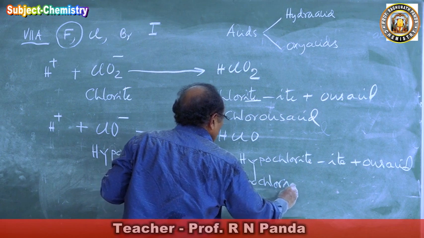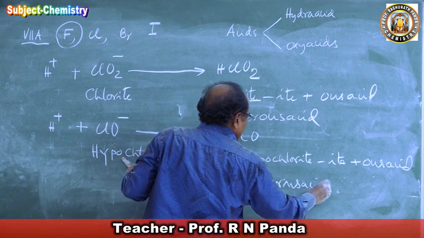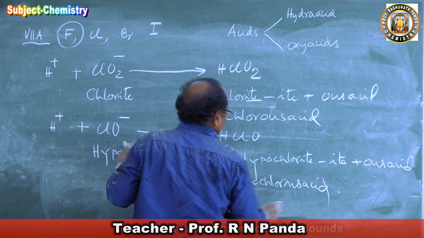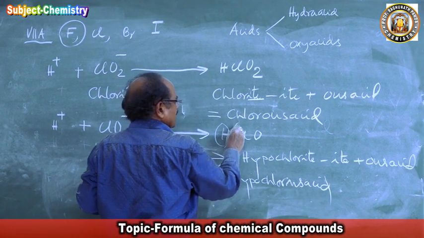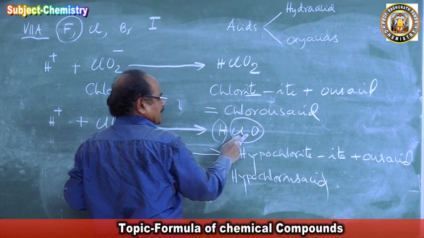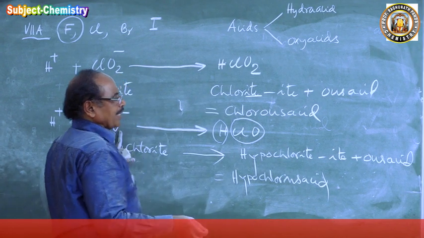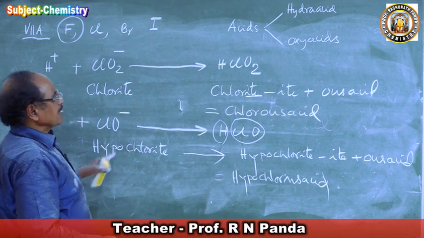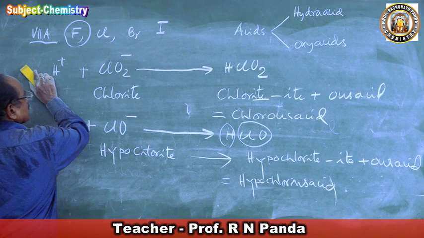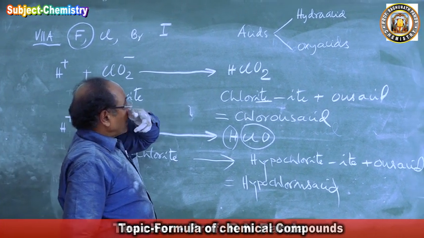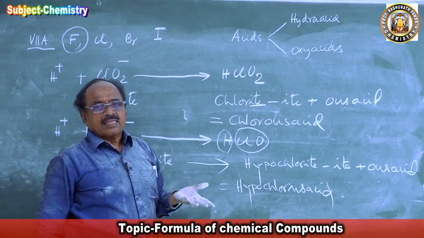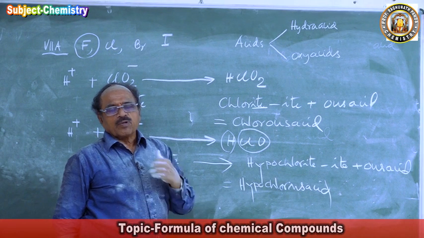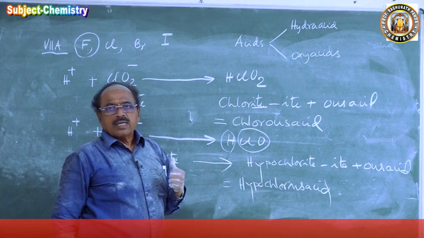Hypochlorous acid. If somebody asks you to write the formula and the name, you remove H plus. What remains? ClO minus, which is hypochlorite. So hypochlorous acid. Similarly, if you take bromine: perbromate, BrO4 minus, perbromic acid, HBrO4.